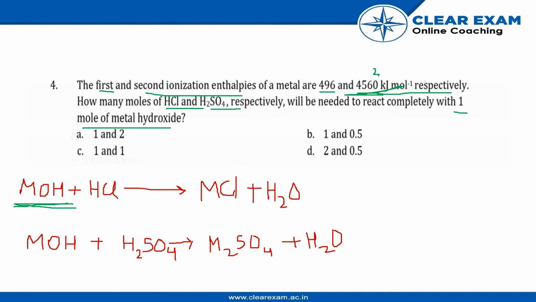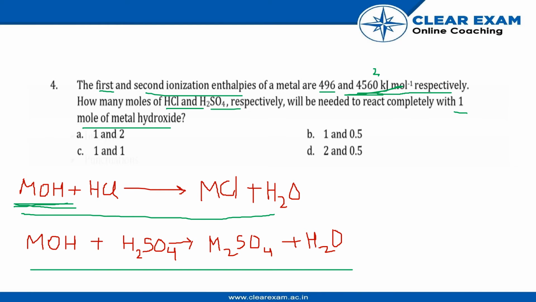So now that we know this, we can form the reactions with HCl and H2SO4. Our first reaction will be MOH plus HCl forms MCl plus H2O. And our second reaction would be MOH plus H2SO4 forms M2SO4 plus H2O. Now we must balance these equations. So the first equation is already balanced.